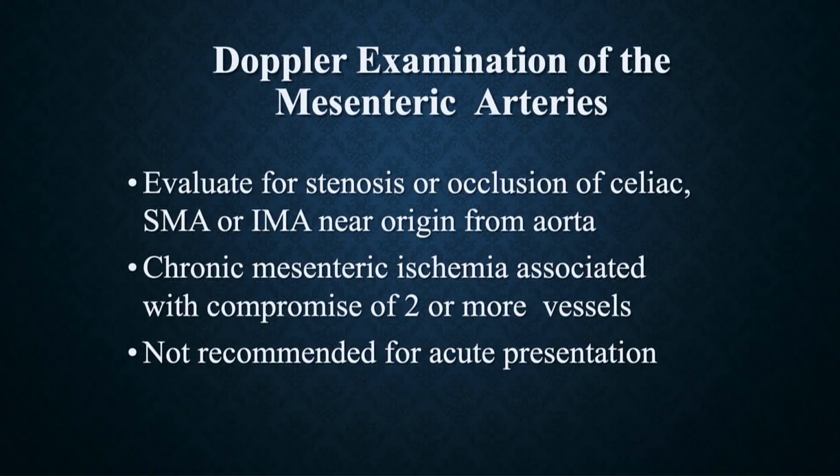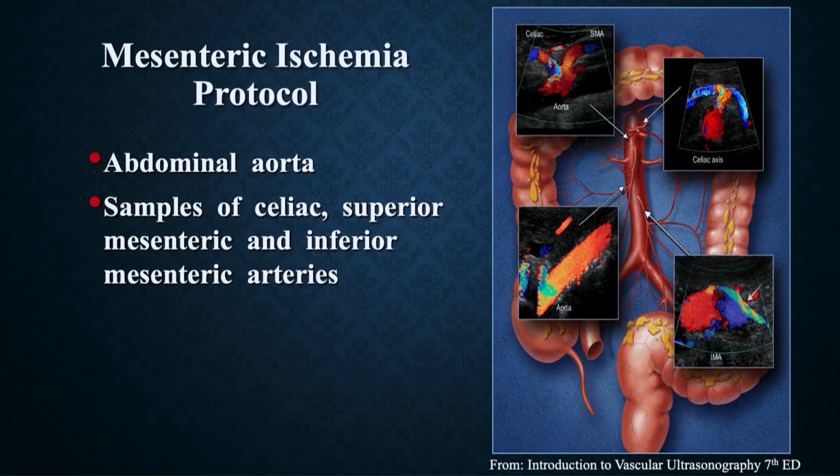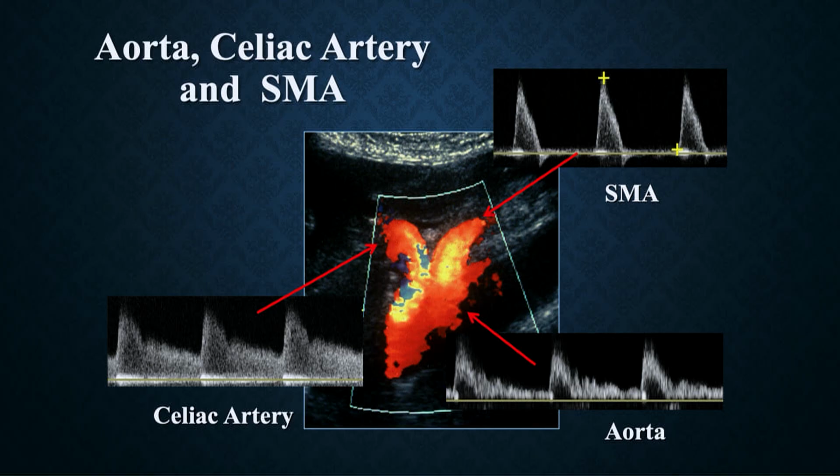In order to call the syndrome of chronic mesenteric ischemia on a Doppler study, we want to see at least involvement of 2 of the 3 mesenteric vessels. In other words, we want to see stenosis or occlusion of the celiac, SMA, or IMA. At least 2 of those should be involved. Again, normal waveforms are really important to understanding what stenosis looks like. Here, the celiac artery, as we mentioned already, because it provides blood flow to the liver and the spleen, should have lots of diastolic flow.